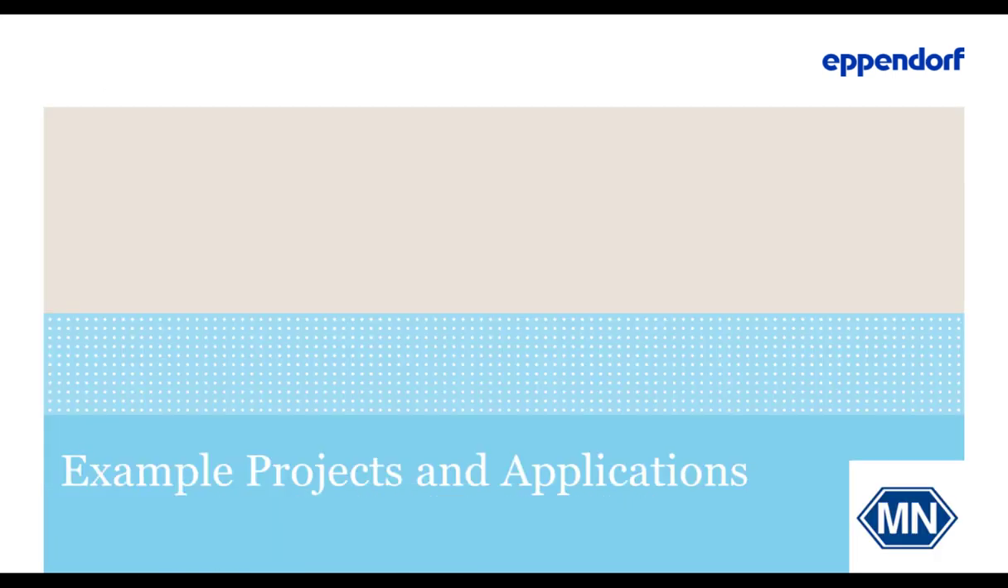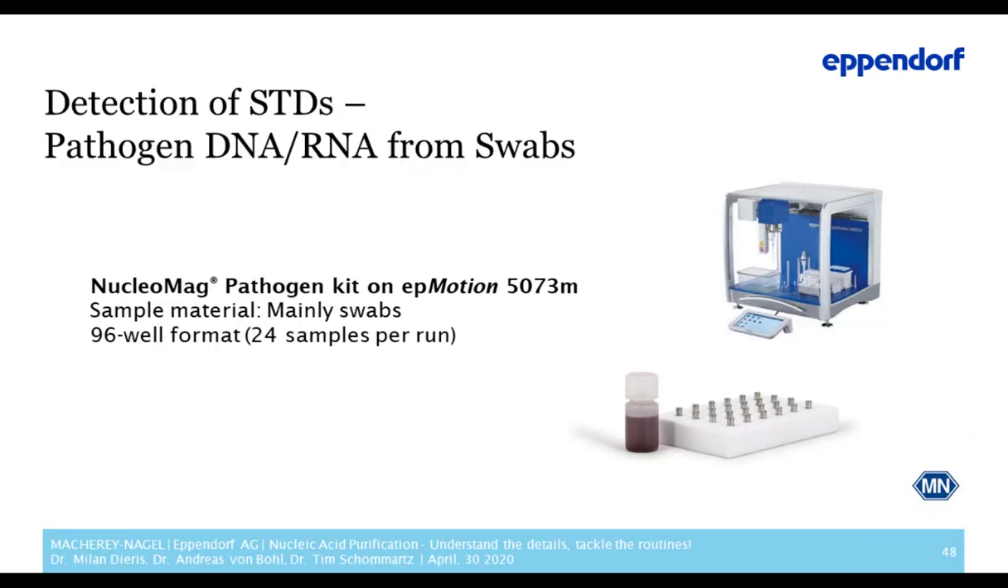In the next part, I just wanted to focus briefly on 3 exemplary projects and applications Eppendorf and MN have done together in the past. The first project is a medical research project on the 5073 platform, so on the smaller platform for a lower throughput with 24 samples per run.